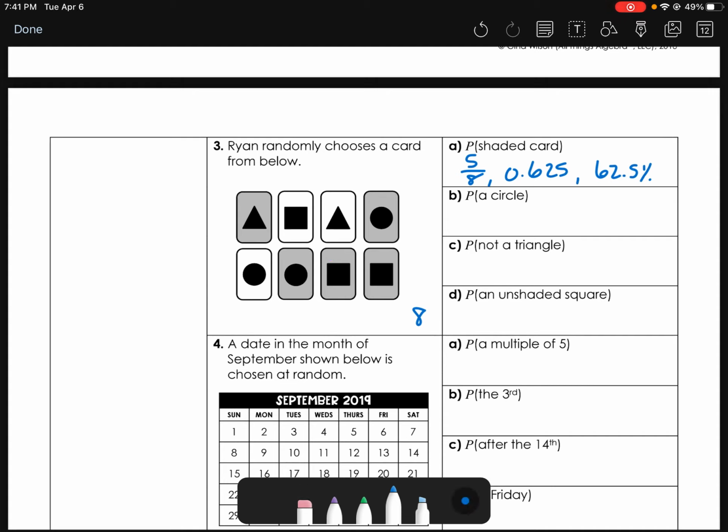B says the probability that it's a circle. I have 1, 2, 3 times that could happen. So I'd have 3 out of 8. If I divide 3 and 8, I get 0.375. Moving the decimal place over 2 times, 37.5%.